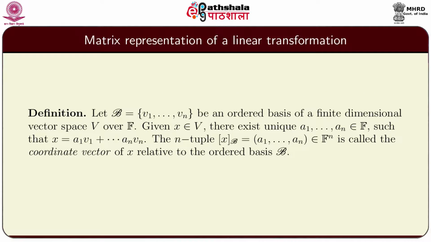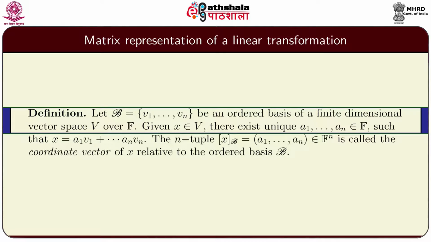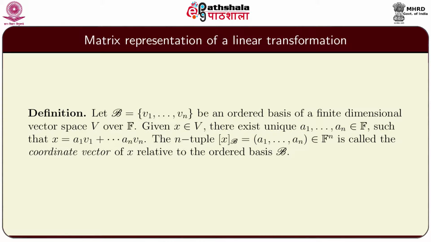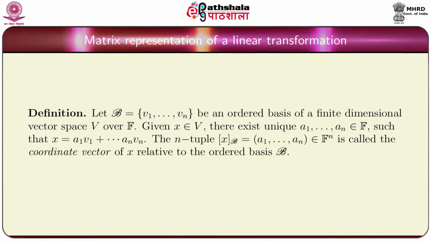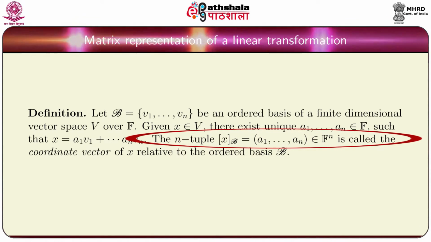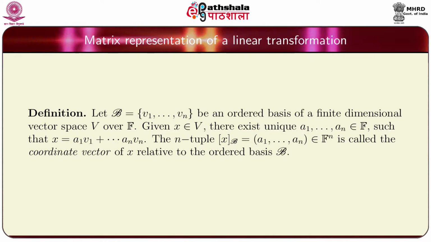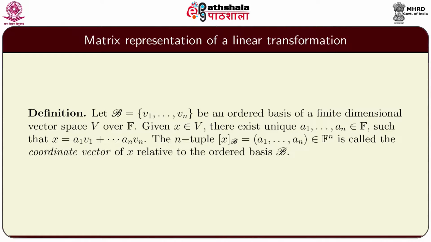Let B given by v1, v2, ..., vn be an ordered basis for a finite dimensional vector space V over the field F. Now given any vector x in V, we know that it can be expressed as a unique linear combination of v1, v2, ..., vn, and it would look like x = a1 v1 + a2 v2 + ... + an vn, where a1, a2, ..., an are scalars. Now the n-tuple (a1, a2, ..., an) in Fn, we often denote it by this box x with suffix B, and that is called the coordinate vector of x relative to the ordered basis B.